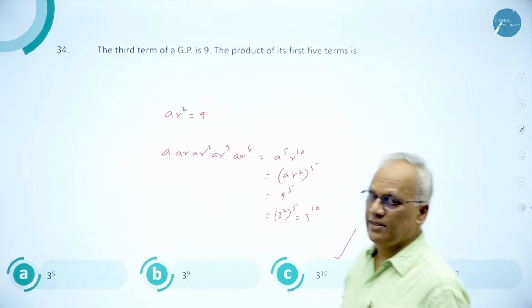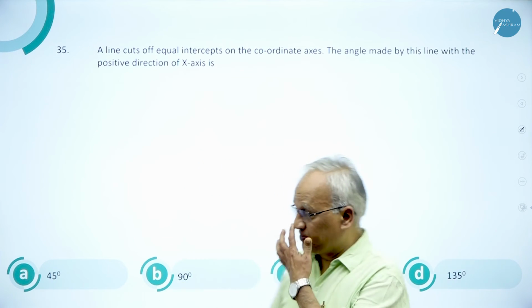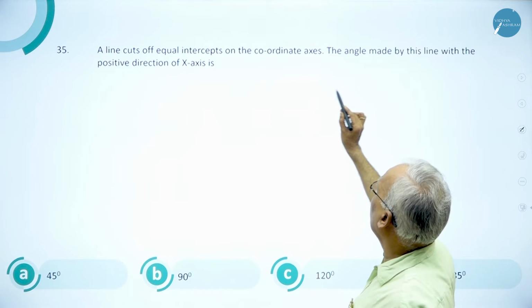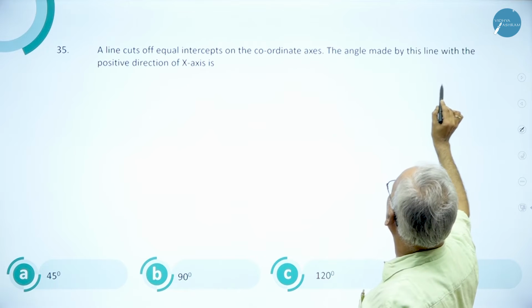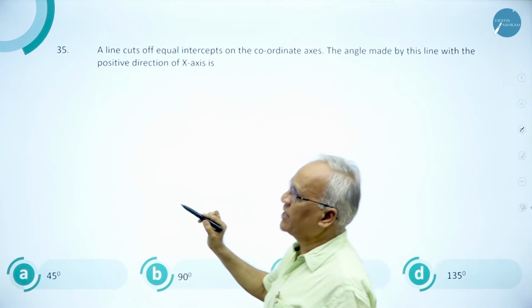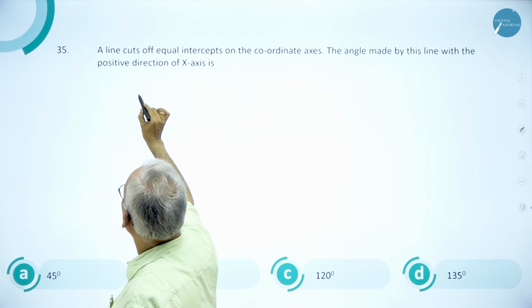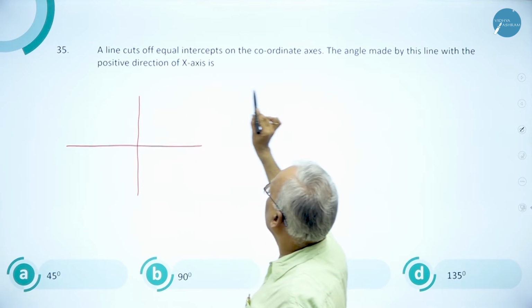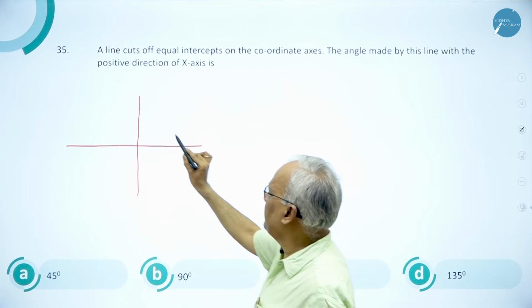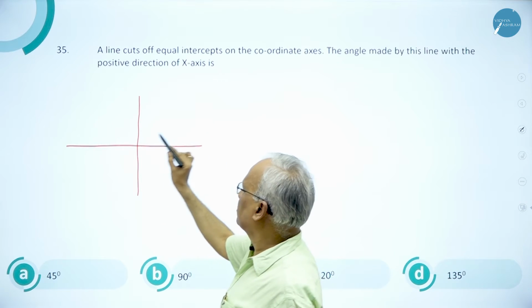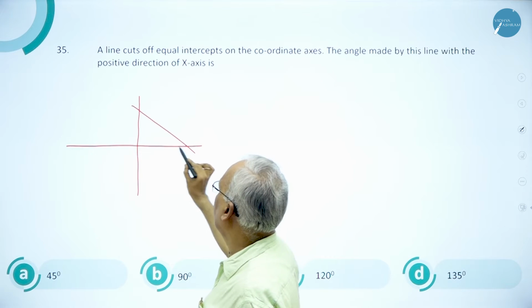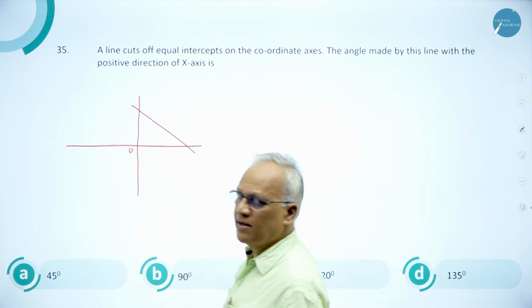So answer is C. Next question, a line cuts off equal intercepts on the coordinate axis. The angle made by this line with the positive direction of x-axis. Please see, you have a line that cuts off equal intercepts on the coordinate axis. Equal means equal in sign also. So you have a line making equal intercepts. Both x-intercept and y-intercept are equal.